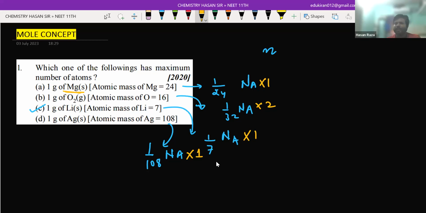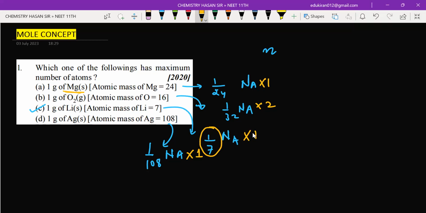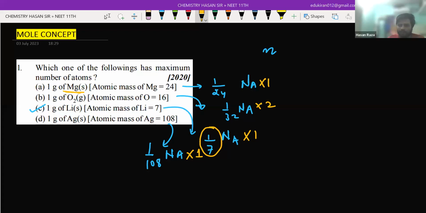And you can easily find the one which has the maximum number of moles. Since the given mass is 1 and the molar mass or atomic mass is increasing accordingly, you know that if the denominator is greater, the overall value will be smaller, right? Yes, sir. So in this way you can calculate this, which is very easy.